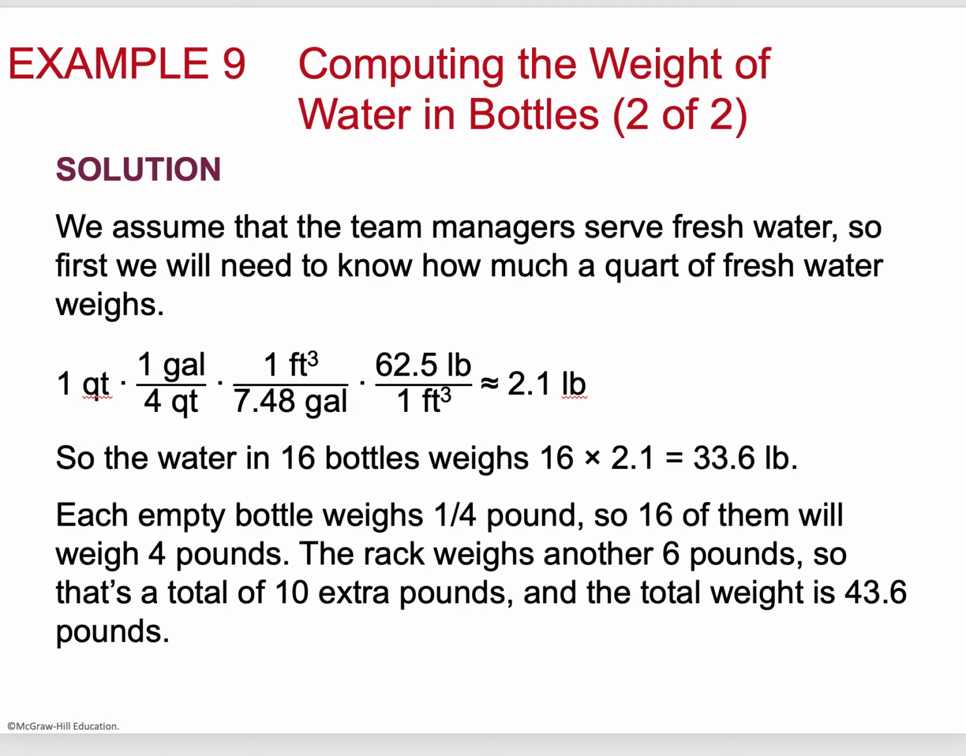So I'm going to assume they're serving fresh water. We don't typically give people salt water to drink at a sporting event. So I'm going to take the quart and I'm going to convert it into gallons and then gallons to cubic feet, because that is going to help me get to that conversion factor that I need to be able to tell them what it weighs. And so I arrive at 2.1 pounds.